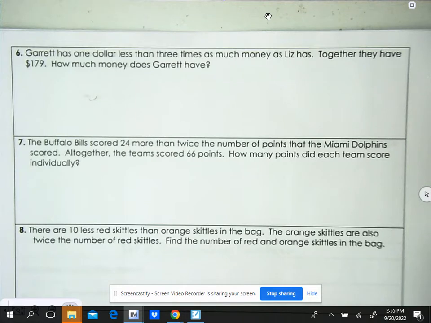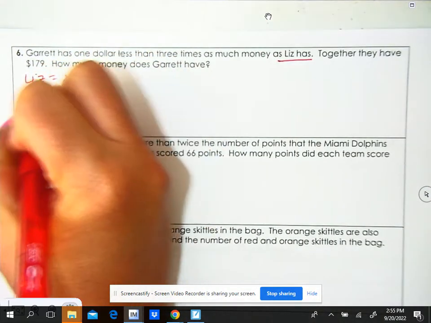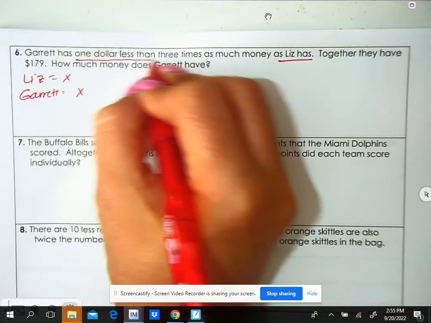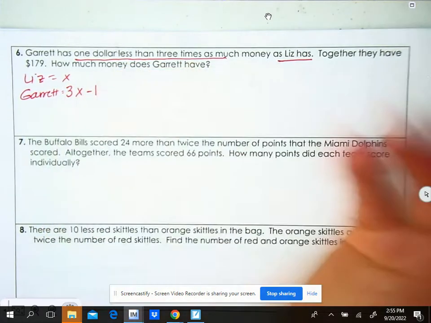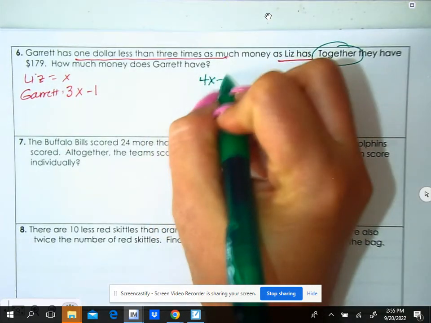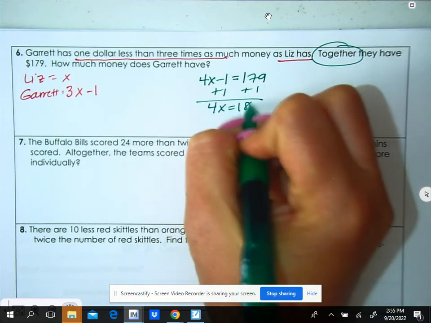All right, Garrett has $1 less than 3 times as much money as Liz. Together they have 179. Okay, so we got 2 people here. So remember, the last one is going to be our x. So Liz is going to be our x, and therefore Garrett is $1 less than 3 times as much. So that's 3x minus 1. Together means we're going to add, so that's 4x minus 1 is equal to 179, and y'all, you just solve from here.